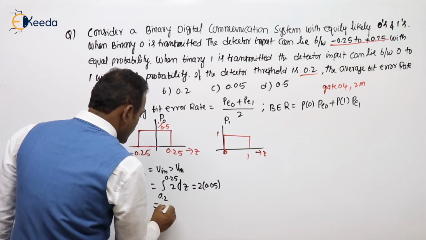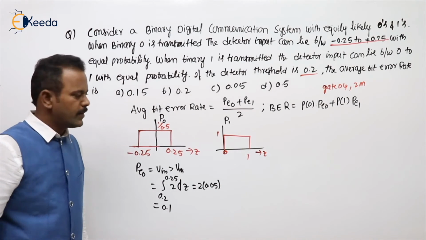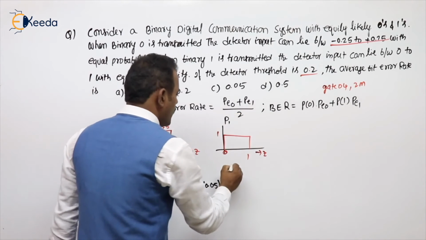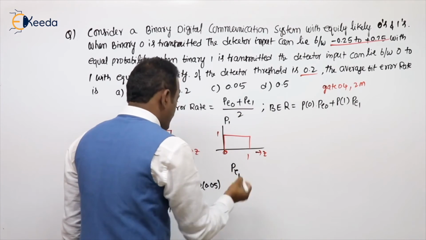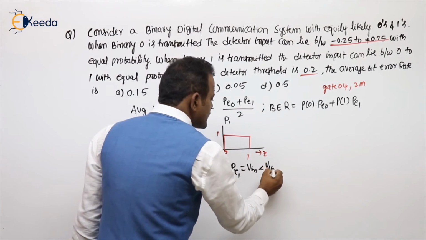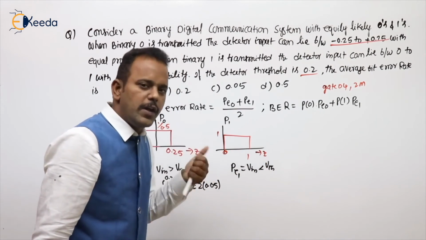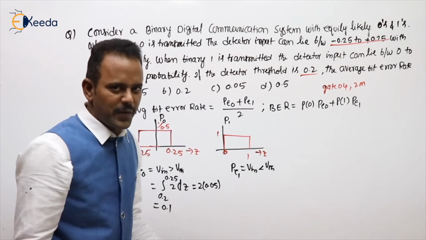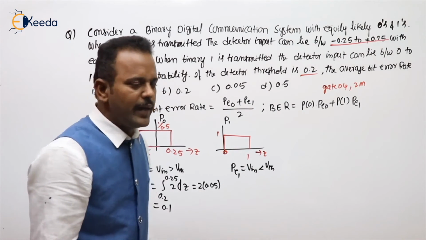Then that value is 0.1. Next comes here. What is the probability of error for 1? Probability of error for 1 means whenever the input is less than the threshold, that is, the probability that the input is less than the threshold. We have to write P of it, but for your understanding I am writing it out.